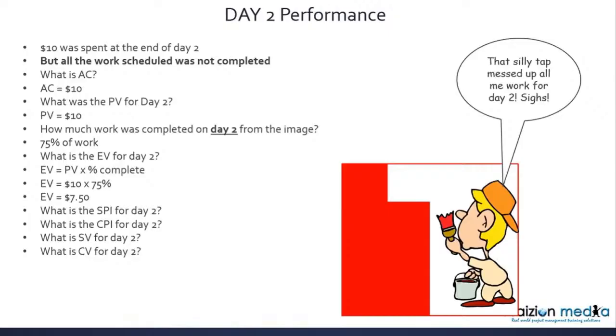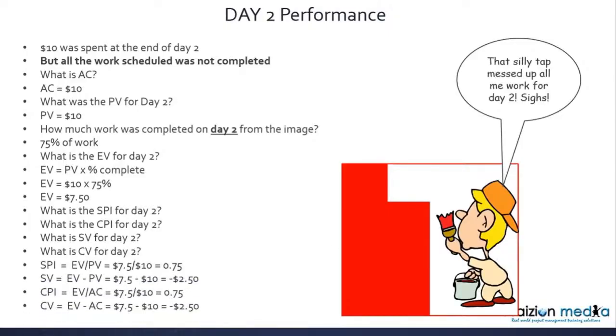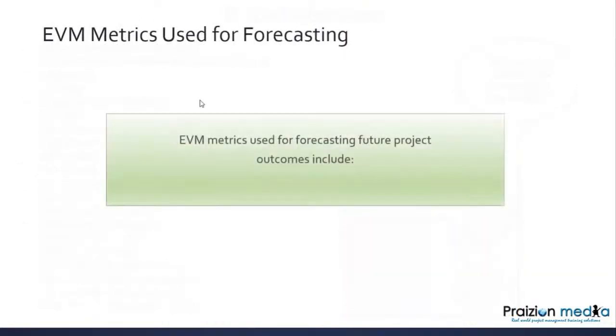All right. So you guys were right on the money. You got all the metrics. Fantastic. 0.75 for SPI and CPI, and -250 for both of those other metrics. Awesome. We're going to take it up to the next level.